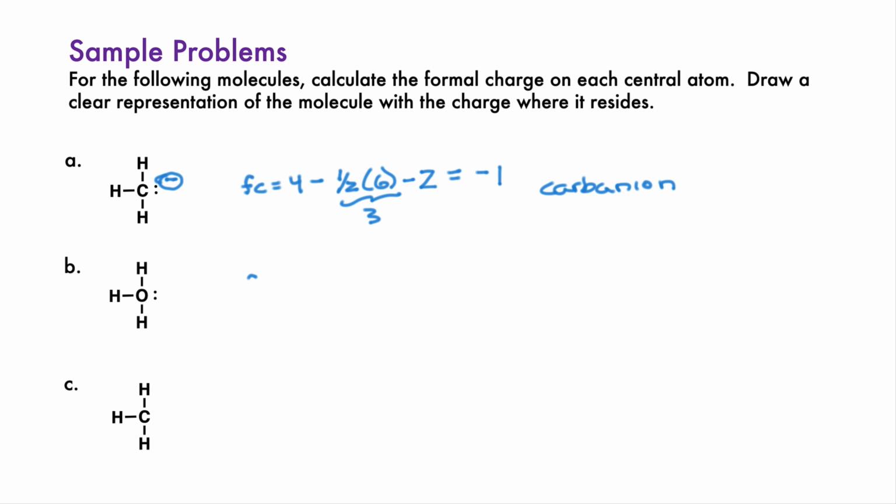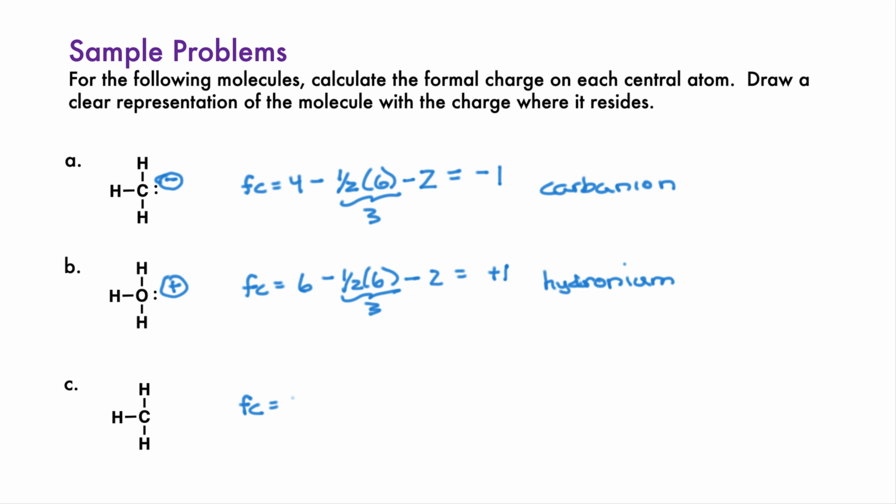In B, the number of electrons in the free oxygen atom is 6. We subtract half of 6 electrons in the bonds. This is 3 electrons. Then we subtract 2 non-bonding electrons. The charge on oxygen is +1. This is a hydronium. Notice that the pattern of bonds and non-bonding electrons is the same in A and B, but the charges are very different because the atom is changed.